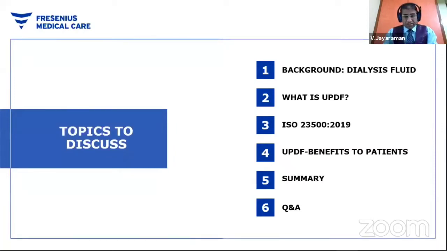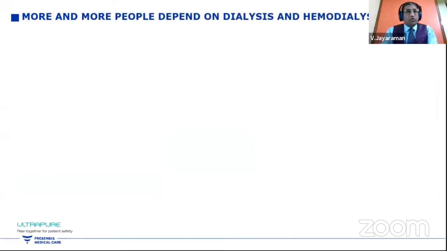So topics to discuss today will be about the dialysis fluid. That will be the background. What is UPDF? My previous speaker definitely mentioned the first one, the water treatment system, but there are many more. ISO 23500, though he had mentioned the AAMI standards, has now become the ISO standard, which is 23500:2019. UPDF is ultra pure dialysate fluid, and the benefit to the patients. Summary, and then you can ask me any questions. I'll be willingly able to answer that.